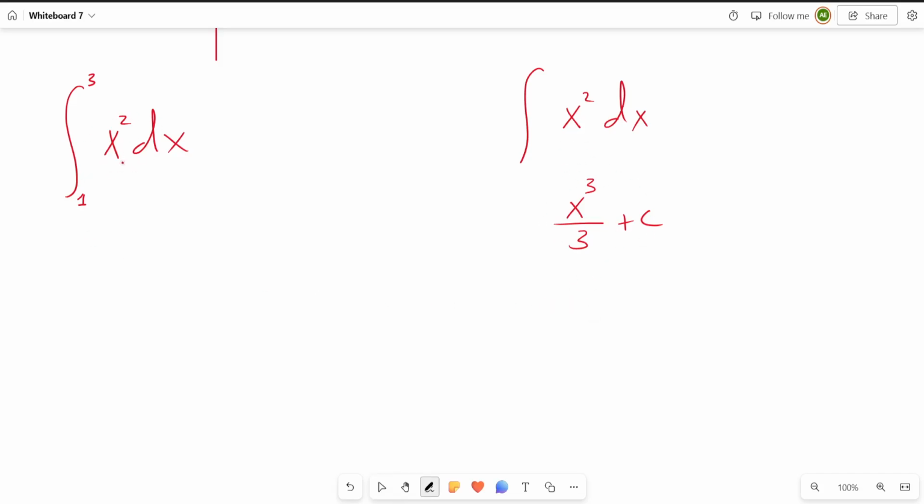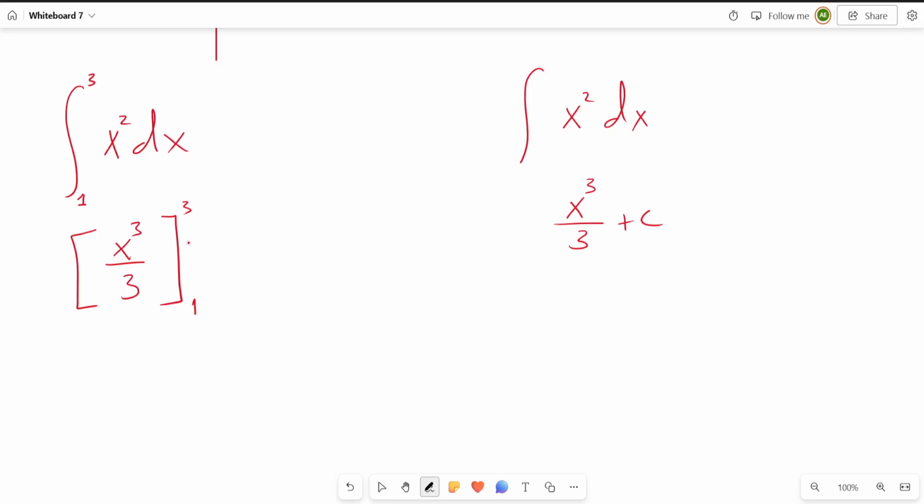What is the answer to the definite integral? The first step is always the same. We're going to do normal integration. So here also we're going to use the power rule. So it's going to be x cubed over 3. However, we need to compute it from 1 to 3.